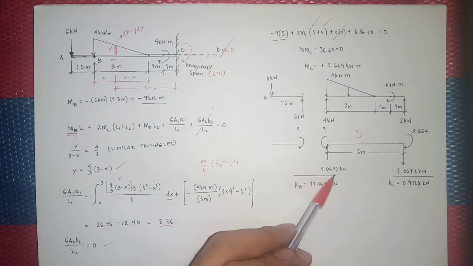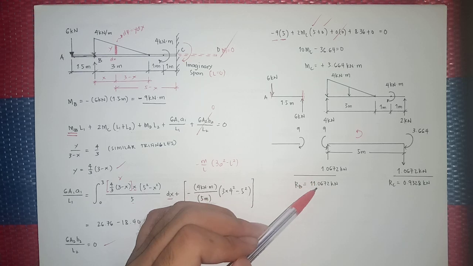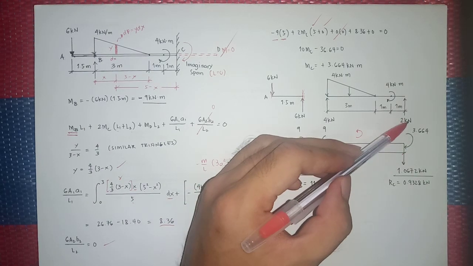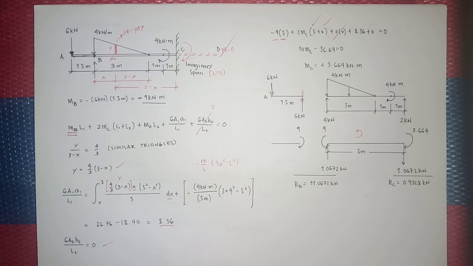So we get 1.0672. Then 6 plus 4 is 10 plus this, 11.0672. Then 2 minus this one, we get 0.9328 kilonewtons. So, upon checking, parehas lang po yan. Summation of forces, vertical equal to 0, and summation of moments at any point equal to 0. So, guys, kailangan lang dito ng konting practice. Makakuha nyo rin yung principle ng 3-moment equation.